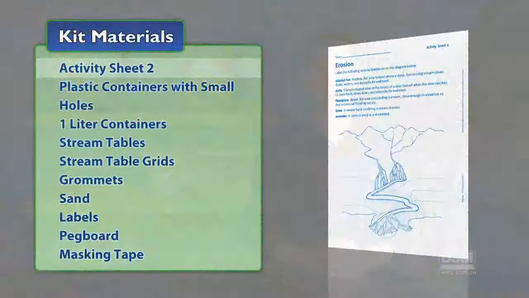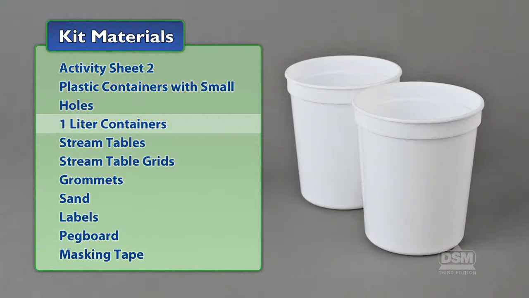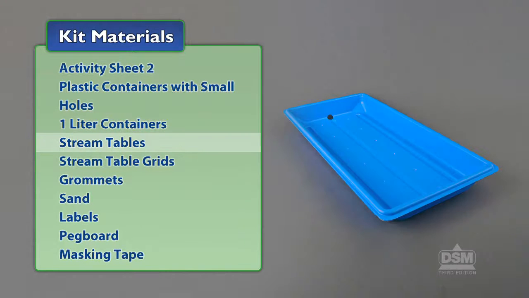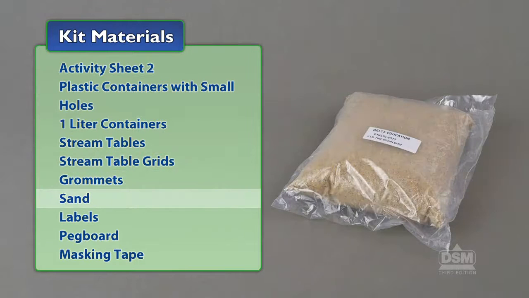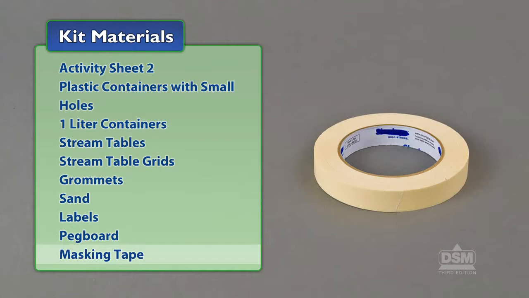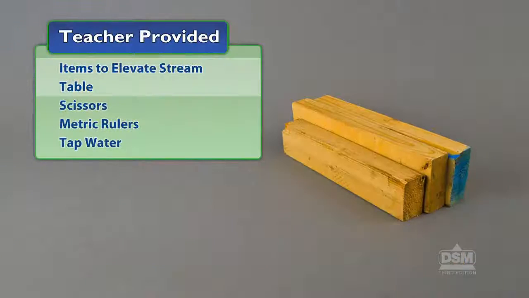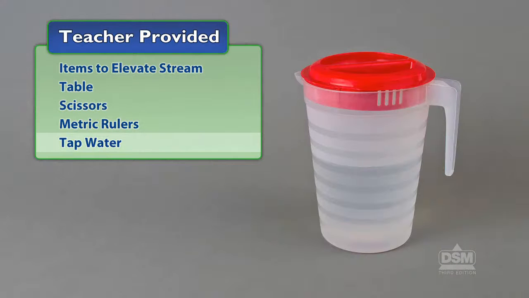You will need the following materials from the kit: Activity Sheet 2, plastic containers with small holes, 1-liter containers, stream table grids, grommets, sand, labels, pegboard, masking tape, and vinyl tubing. You will also need to provide items to elevate the stream table, scissors, metric rulers, and tap water.